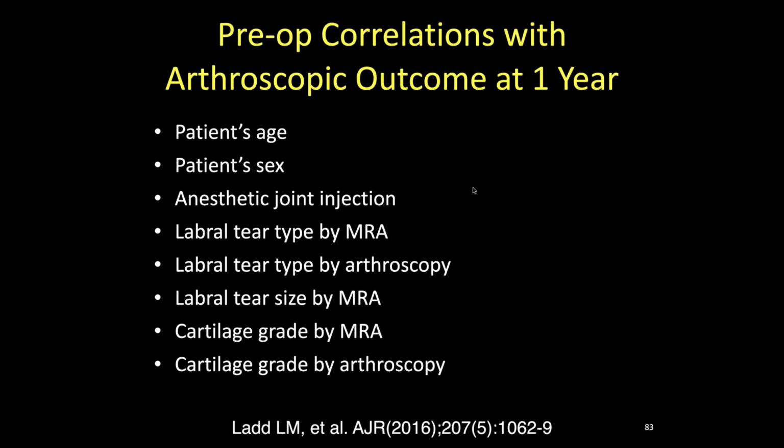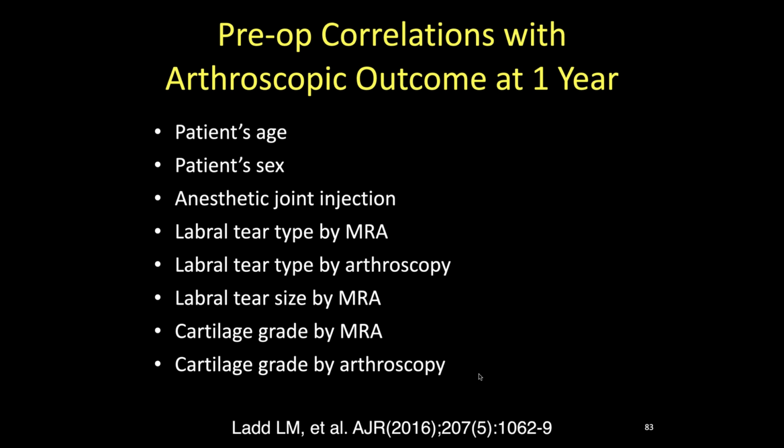This was a study that looked at preoperative findings and correlated them with outcome in patients who had arthroscopy. This is getting a little bit toward what John was talking about in terms of what outcomes occurred. They looked at patient age, patient sex, whether or not putting anesthetics in the joint relieved their pain. They looked at labral tears by MRA, labral tears by arthroscopy, tear size by MRA, cartilage grade by MRA, and cartilage grading by arthroscopy. So which of these do you think correlate well with one-year outcomes?